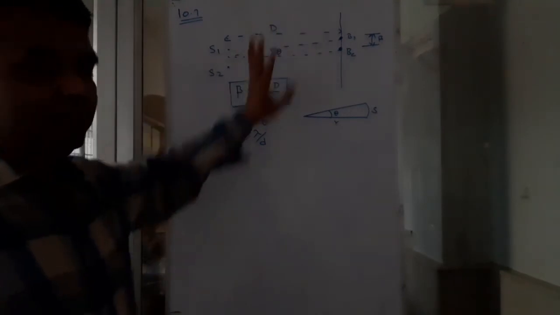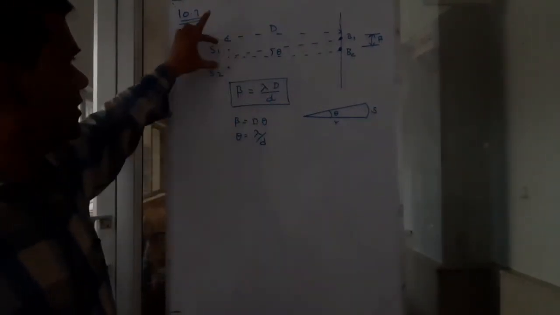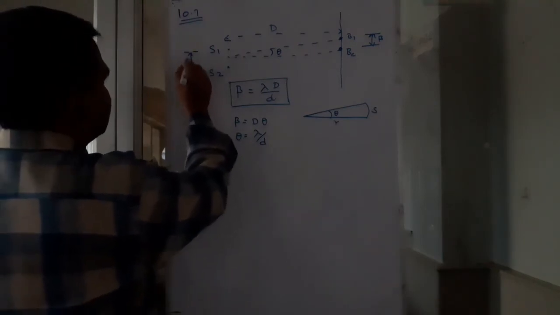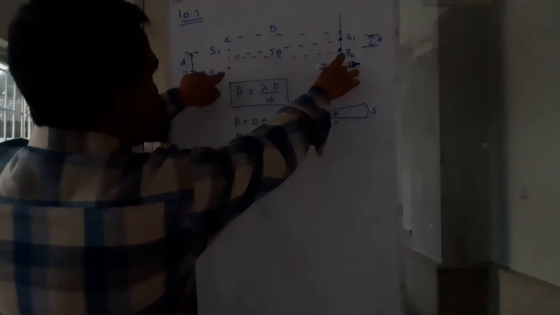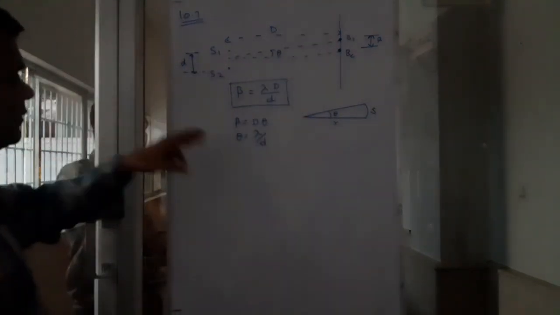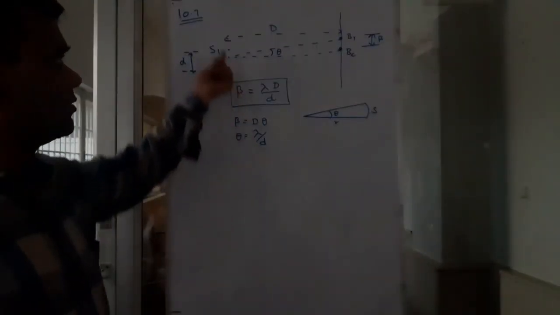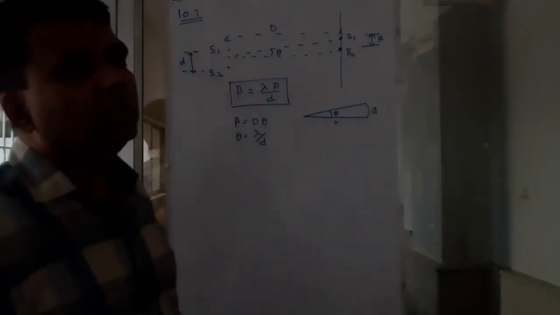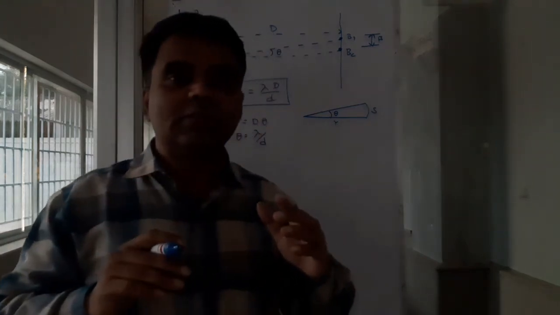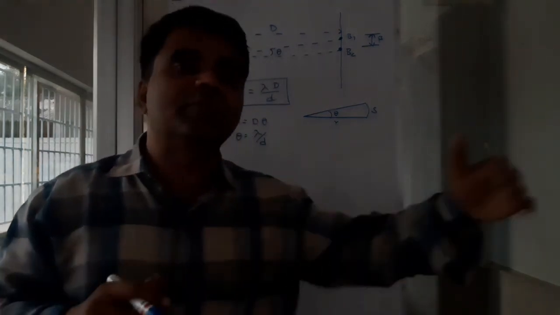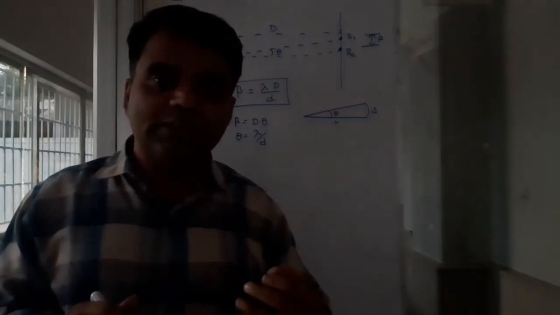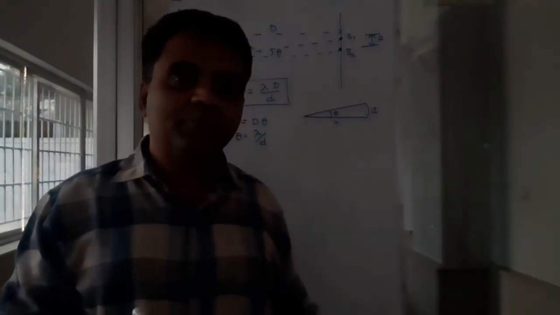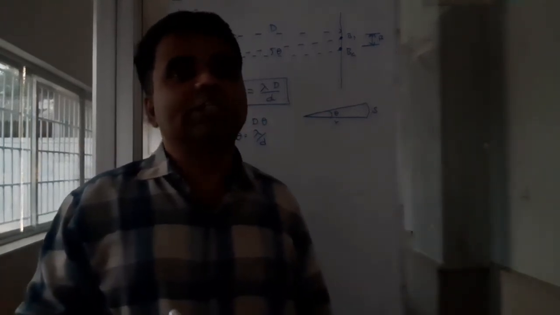If this remains the same, the distance between the slits d, and D also remains the same, then theta will depend on the wavelength lambda. But what did we say? When light travels from one medium to another, the wavelength will change. Why? The speed changes. Because the speed changes in the second medium, the wavelength will also change.